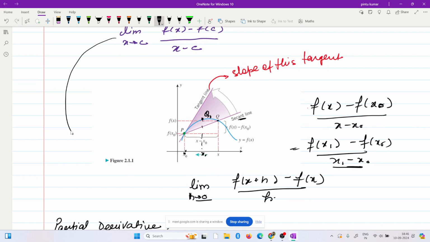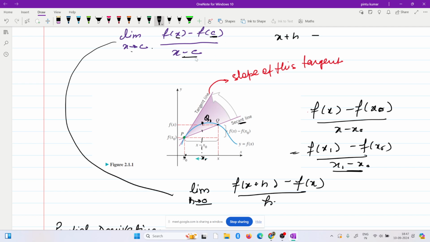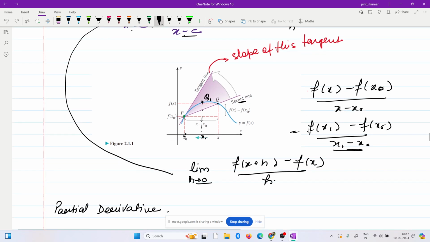An alternate definition is what is written over here. Here we have written x tends to c. That would mean that this x is x plus h in our case. c is the point at which we are calculating the derivative, and x minus c is nothing but the h itself. So these two are equivalent definitions.